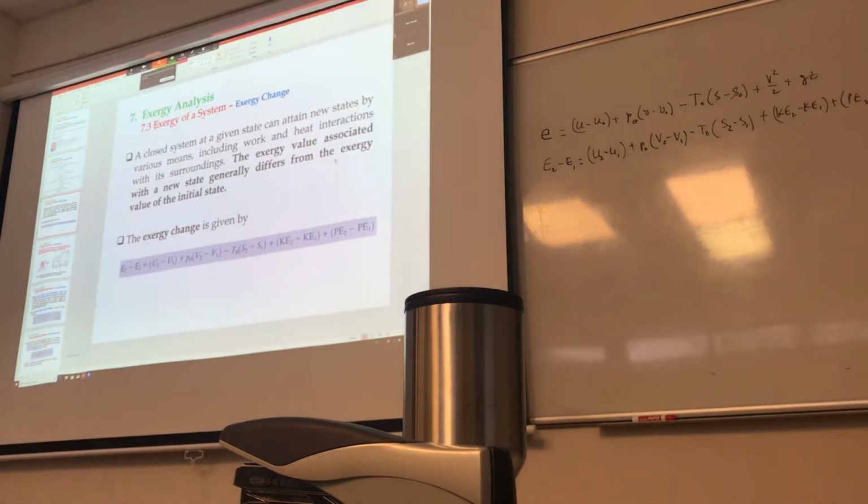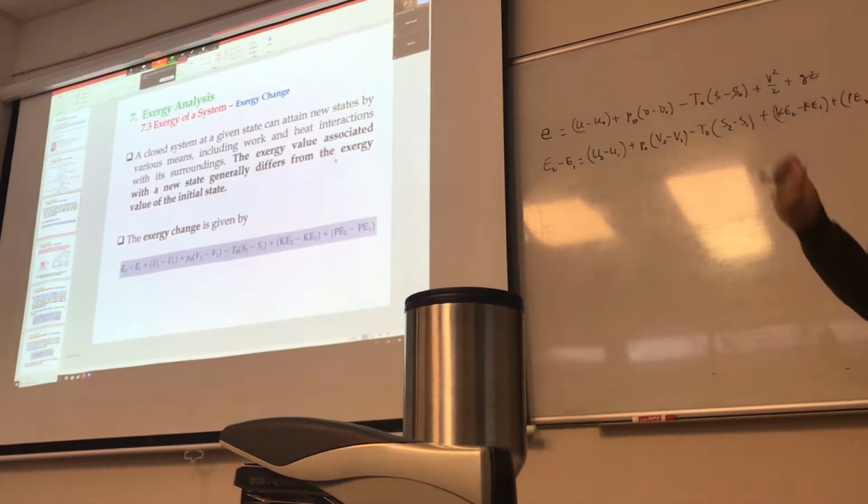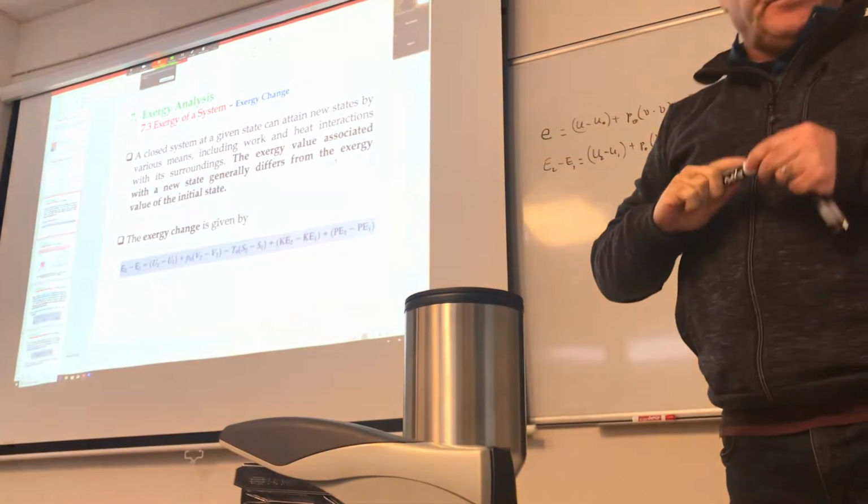So you have E2 minus E1, and obviously if the reference state is here, the exergy is 0. If you go from state 1 to state 2, obviously the exergy at 2 is higher than the exergy at 1, which means E2 minus E1 is positive. But if you are going towards the reference state, that means the exergy is going down to 0.